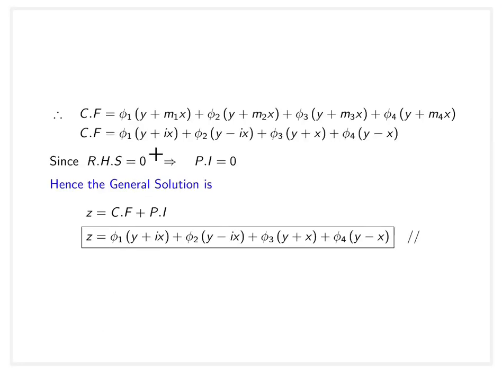So replace in our complementary function: instead of m1, I can replace i; instead of m2, I can replace −i; m3, I can replace 1; m4, I can replace −1. So we get the complementary function. The solution is the complementary function plus the particular integral. Since the particular integral is 0, we take the complementary function. Therefore, that is equal to this.